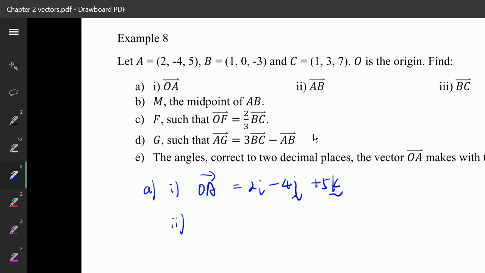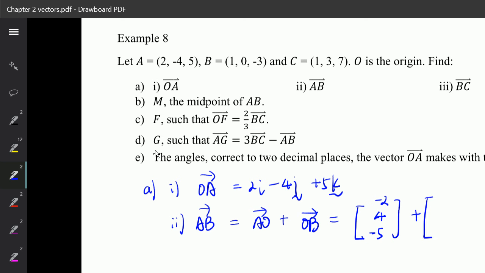The second one, if I want to find AB, AB is AO plus OB. So AO is minus OA, so minus 2, 4, and minus 5, plus OB. OB is 1, 0, minus 3. So what I have is minus i plus 0j minus 8k.